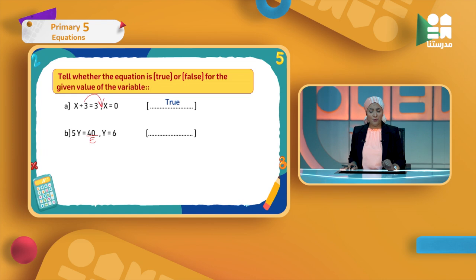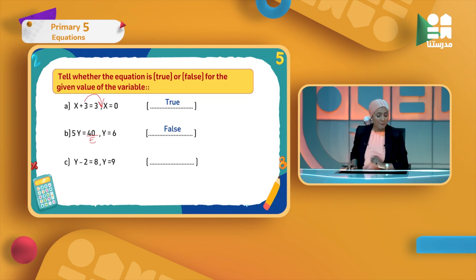So this is not true, it's false, because y is equal to 8, not to 6. Now the third one, y minus 2 equals 8. They say that y is equal to 9. So I have to check, is y equal to 9?